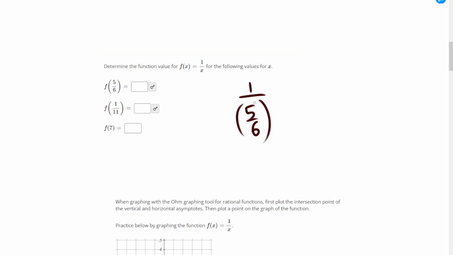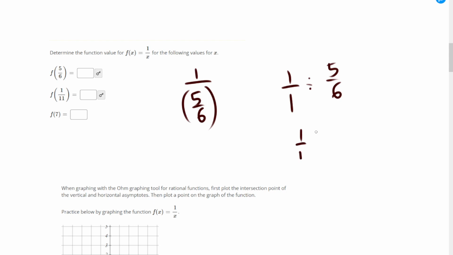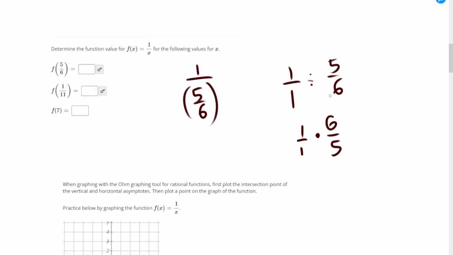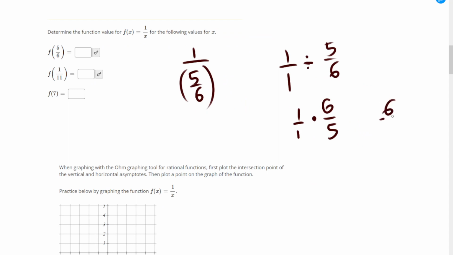If you wanted, you could also put this into your calculator. Basically, what's going to happen is you're going to have 1 over 1 and then divided by 5 over 6, which is exactly the same as 1 over 1, copy dot flip, so dot and then flip 6 over 5. You just basically do the reciprocal and change it to a multiplication sign instead of division, and then you get 6 over 5. So our first one is going to be 6 over 5.